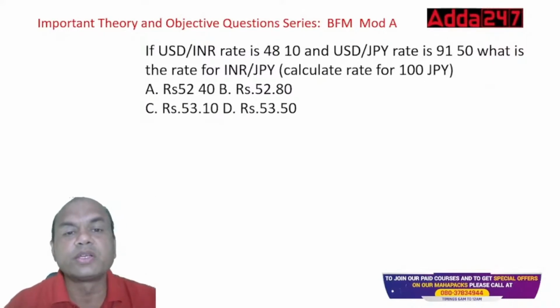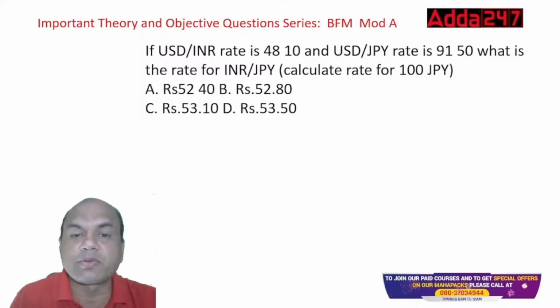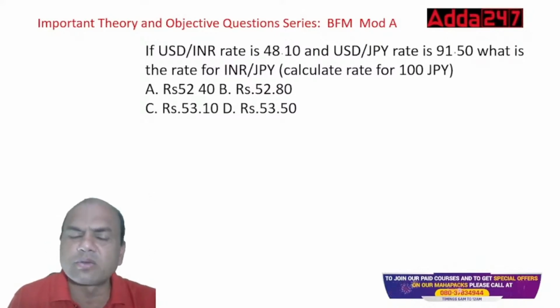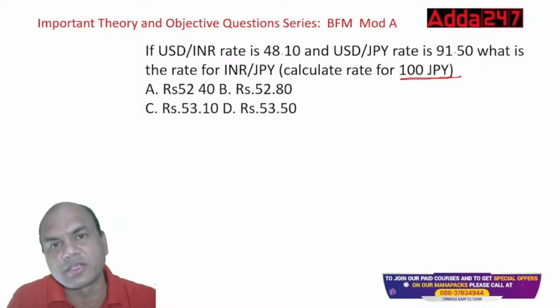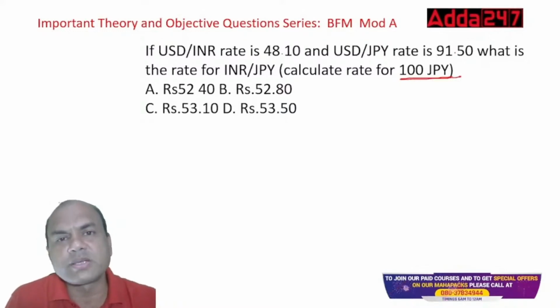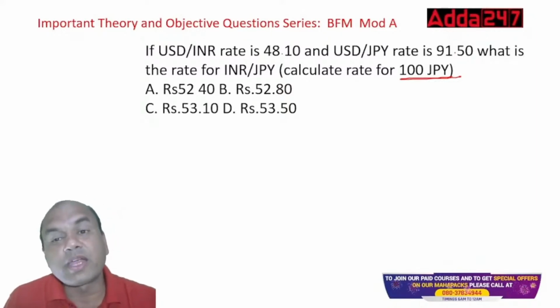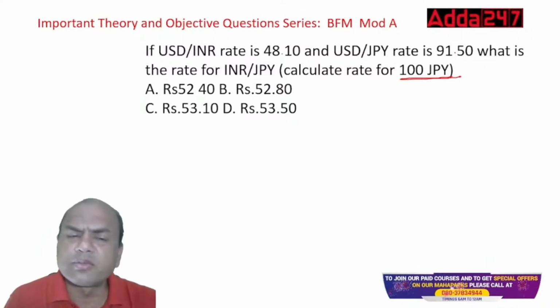Chalo, next one. USD INR rate is 48.10 and USD JPY rate is 91.50. What is the rate of INR to JPY? Now again, see here. What are you doing? You are again using the chain rule. Calculate the rate for 100 JPY. JPY is always calculated in terms of hundreds only. We never get the rate for 1 JPY and keep it as it is because it's very small. But for getting this 100 JPY, we need to get first the 1 JPY rate. So again use the chain rule.